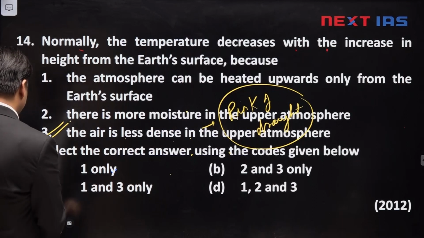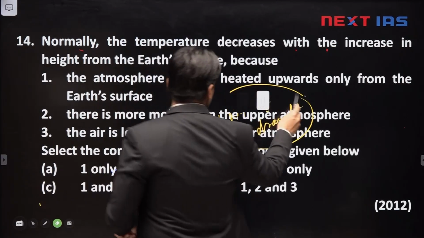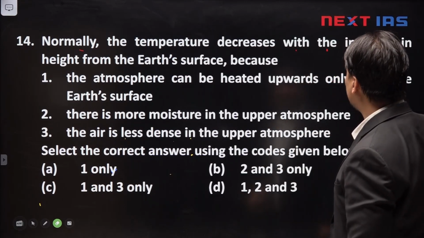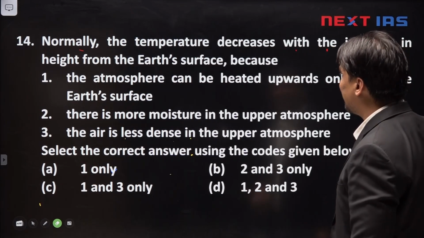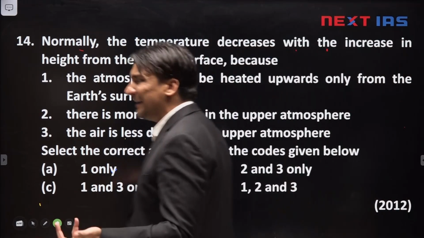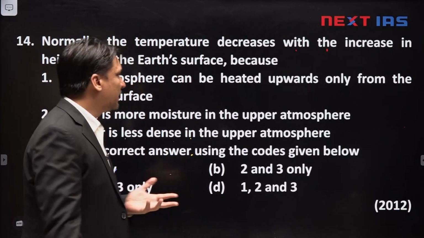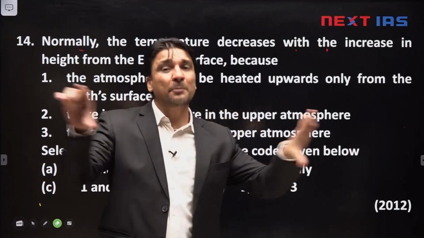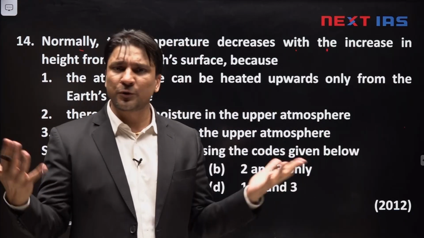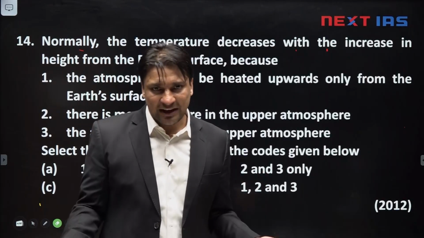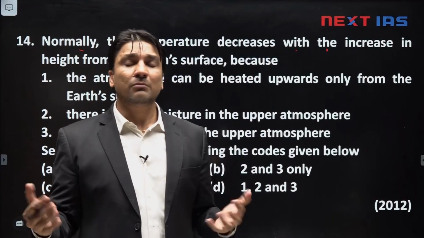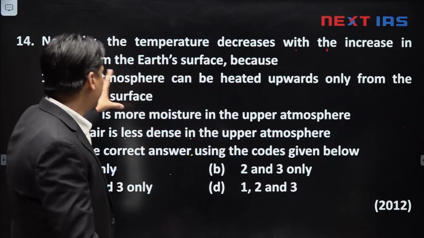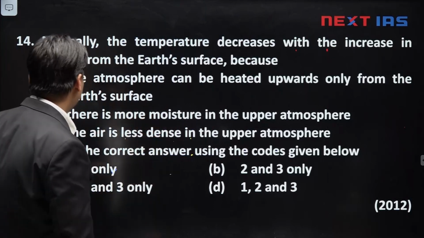The next question is, normally there is a statement: the temperature decreases with the increase in height from Earth's surface. Why does temperature decrease with height? This is true for the major part of the atmosphere, which is called the troposphere. Troposphere contains more than 75% of atmospheric gases, more than 99% of atmospheric water vapor and particulates. So this statement is talking about the troposphere, which is the major layer of the atmosphere.